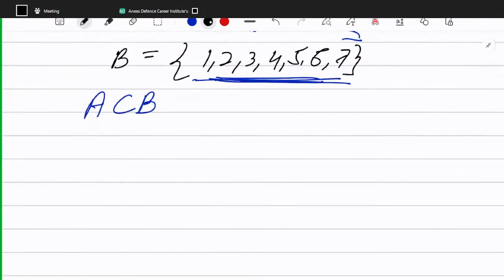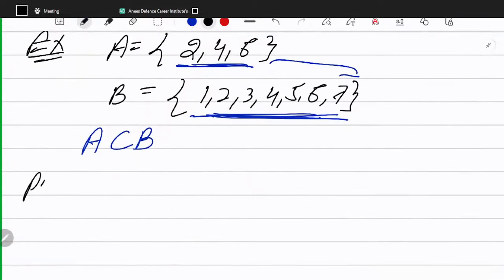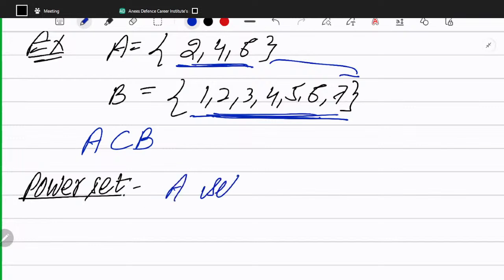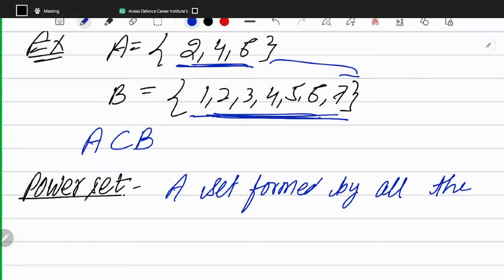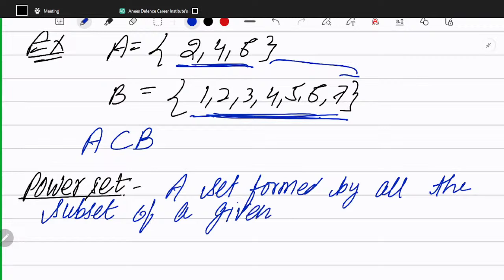Now the power set. A set formed by all the subsets of a given set capital A is called the power set of A.